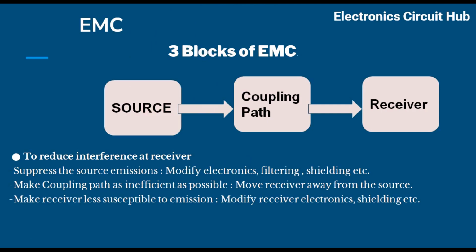If you know any two of the blocks, you can debug your EMC issue. If you know the source and coupling path, you can find out the impacted area in the receiver. If you know the source and receiver, then you can also find the coupling path. In a nutshell, if you have information on any two among these three blocks, you can easily debug your EMC issue. So make sure you try to know about these two blocks.